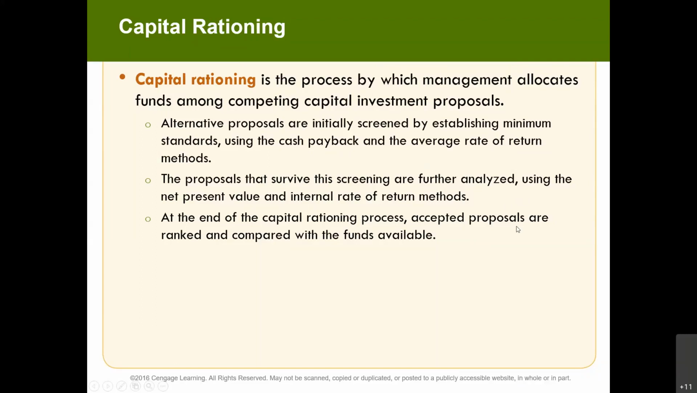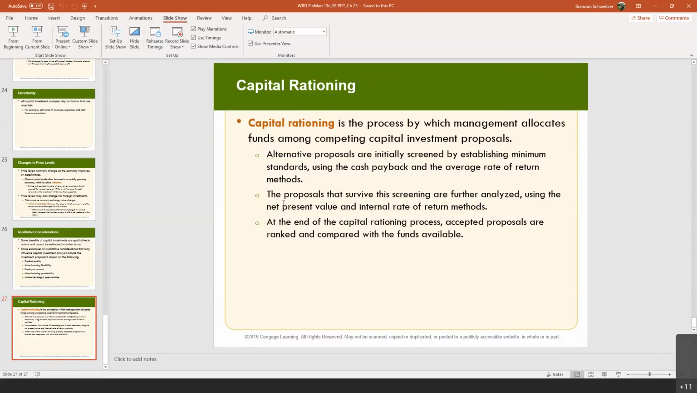Capital rationing also looks at the end of the process, where there's an acceptance of proposals that are ranked and compared with the funds available. In other words, capital rationing is where I set funds aside in order to make a decision among competing investment proposals. And that is the effective end of chapter 25.